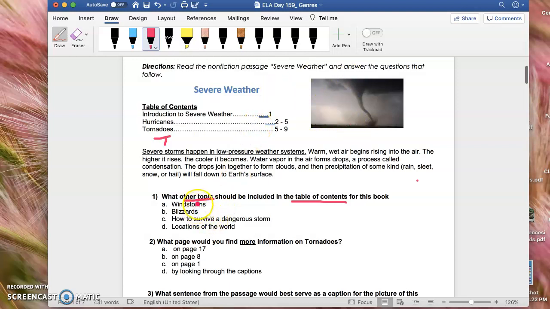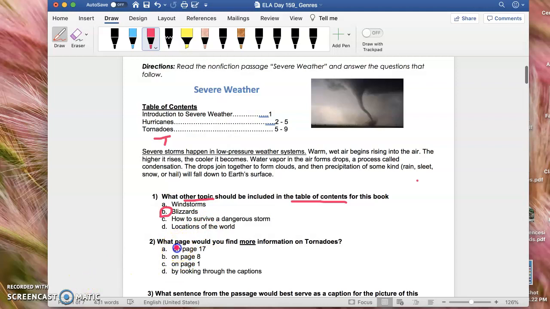So, in my mind, which one of these would be another topic that could be added into this table of contents? And in my mind, it would be blizzards, right? Because blizzards are definitely a dangerous storm because, one, it's snow and it's extremely cold, right? And blizzards are usually when snow is like a large amount, right? And it could do a lot of damage.